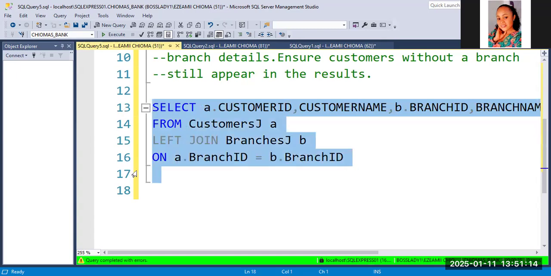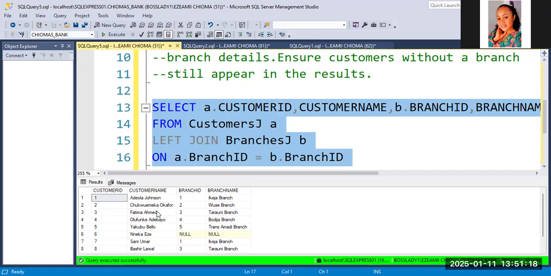So always remember to alias it, as it is very important. All right, so look at our result right now. We want the list of all our customers. These are all the customers we have, 8 customers. But we want their branch details.